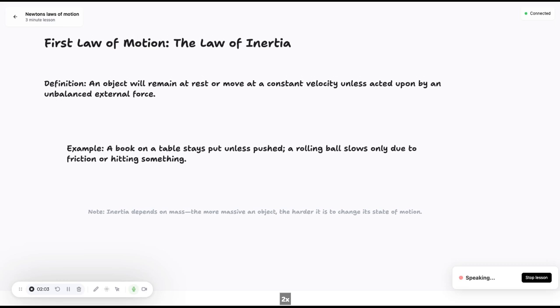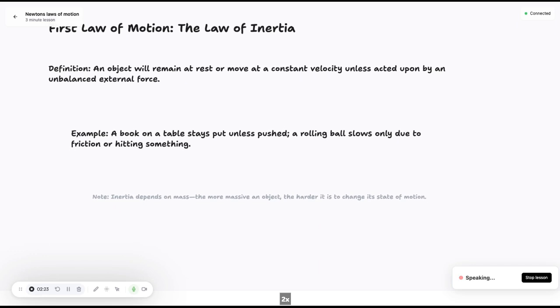For example, a book on a table will just sit there unless you push it. If you roll a ball, it keeps moving until friction or another force, like hitting a wall, slows it down or stops it. The more massive an object is, the more inertia it has, which means it's harder to change its motion. You can see the definition, an example, and a note about inertia on the whiteboard. Any questions about this topic?